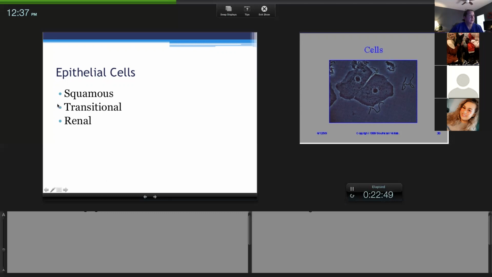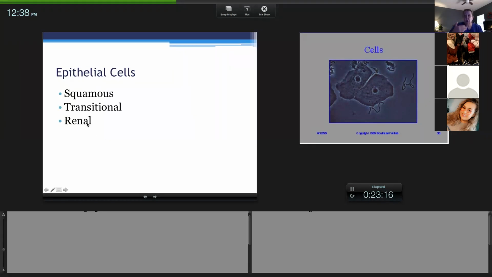And so let's look at the types of epithelial cells that you see. Now, epithelial, remember, epi is lining. Epithelial cells line the bladder. They line the urethra. They line the tubules of the kidney. So you can see, squamous is what we see in the urethra. Transitional are seen in the bladder. And obviously renal comes from the kidney. So these are all types.